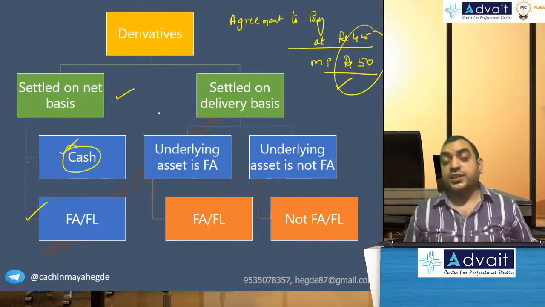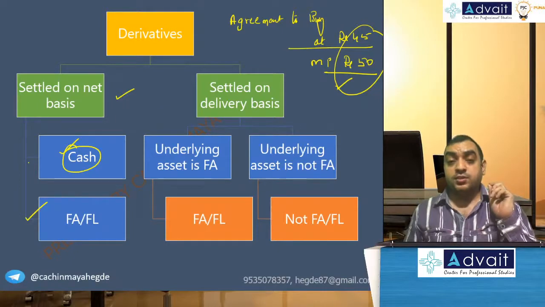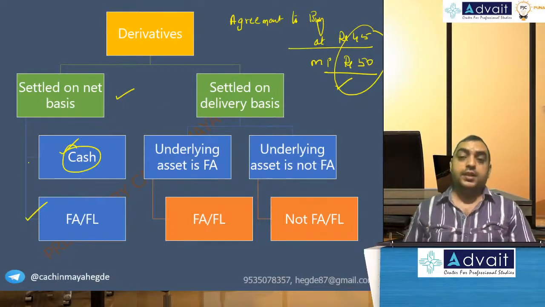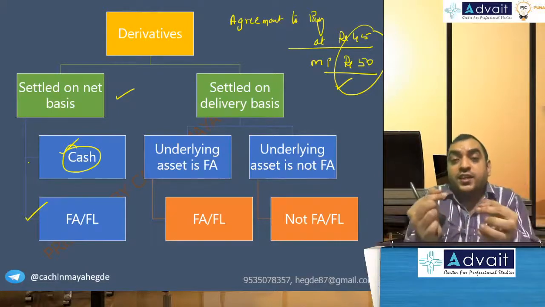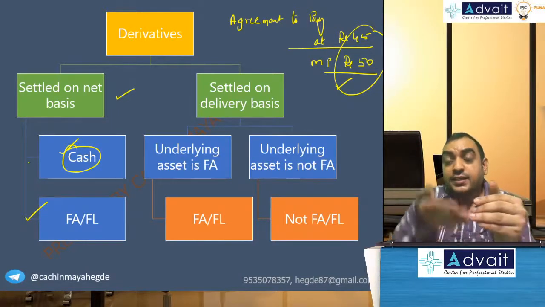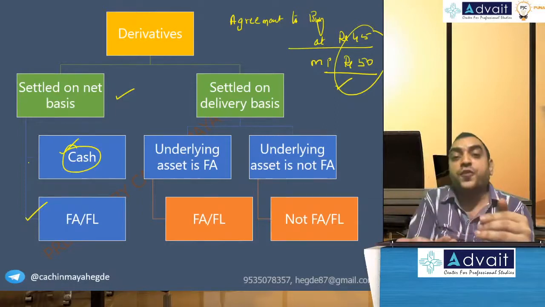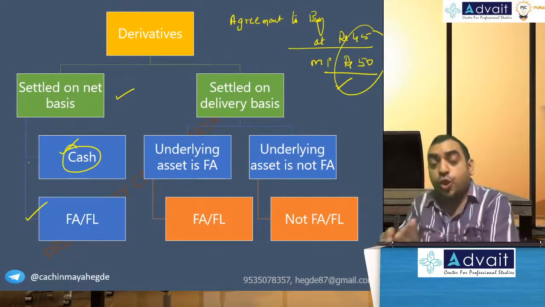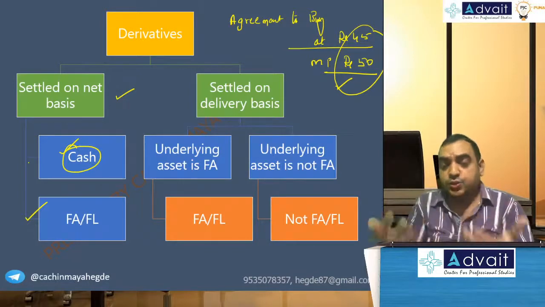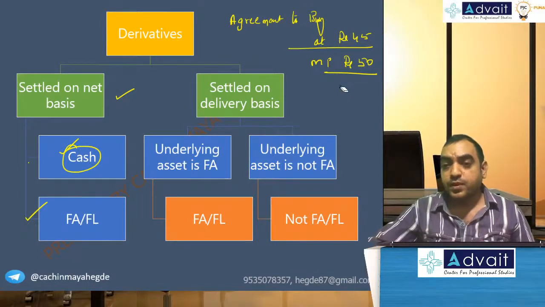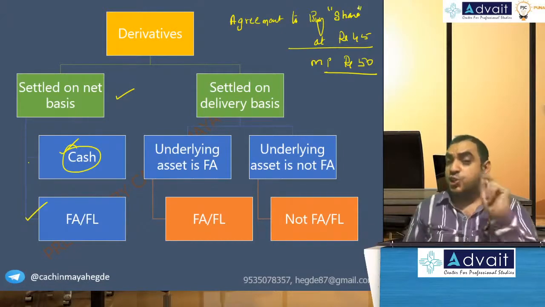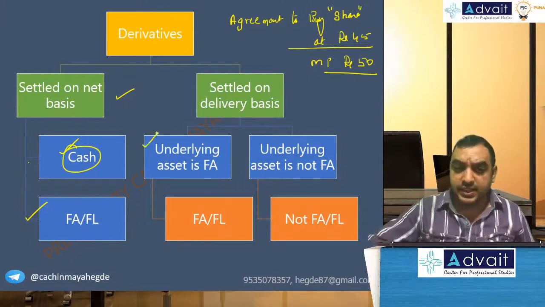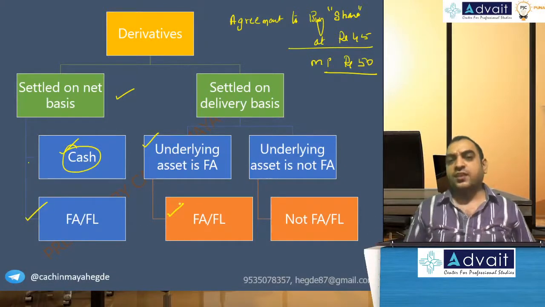Settlement on delivery basis. If your intention is to settle on delivery basis, then you have to check the nature of the underlying instrument. If the underlying instrument is a financial asset, then this derivative is also a financial asset. Let me give an example. Agreement to buy a share. Is a share a financial instrument? Yes. Then this derivative is also a financial instrument.